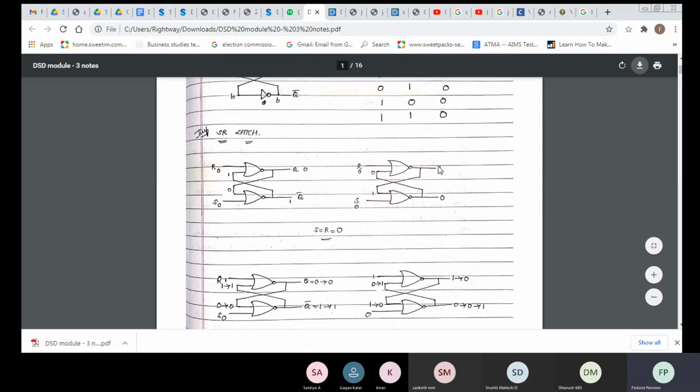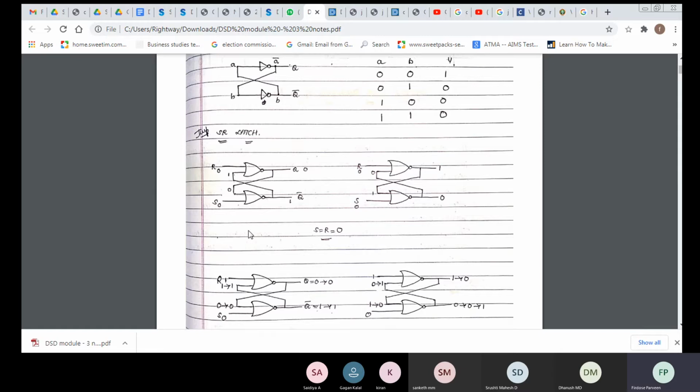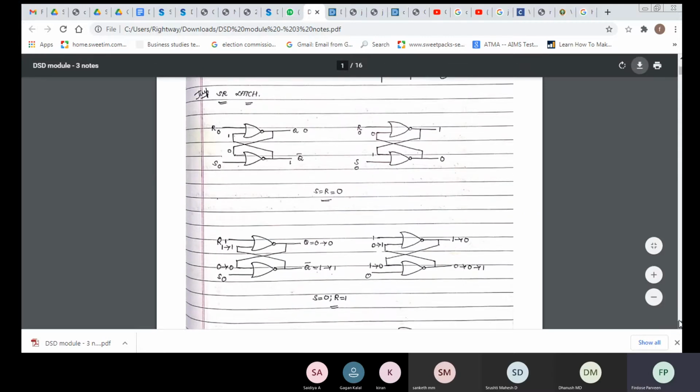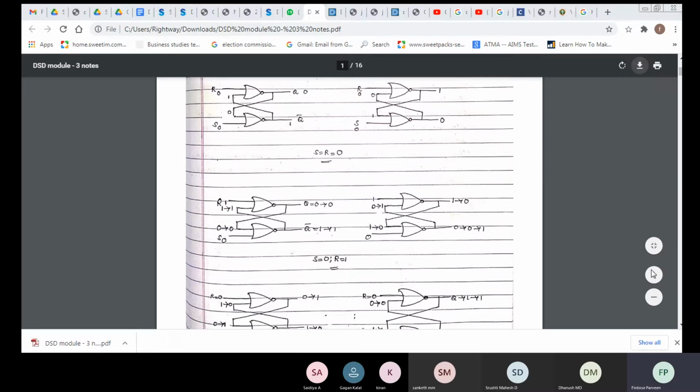What does it mean? When S is equal to 0 and R is equal to 0, if the previous state is 0, the output remains in the same state, that is 0. If the previous state is 1, it remains in the previous state, that is 1 itself. Now we will see the case when S is equal to 0 and R is equal to 1.